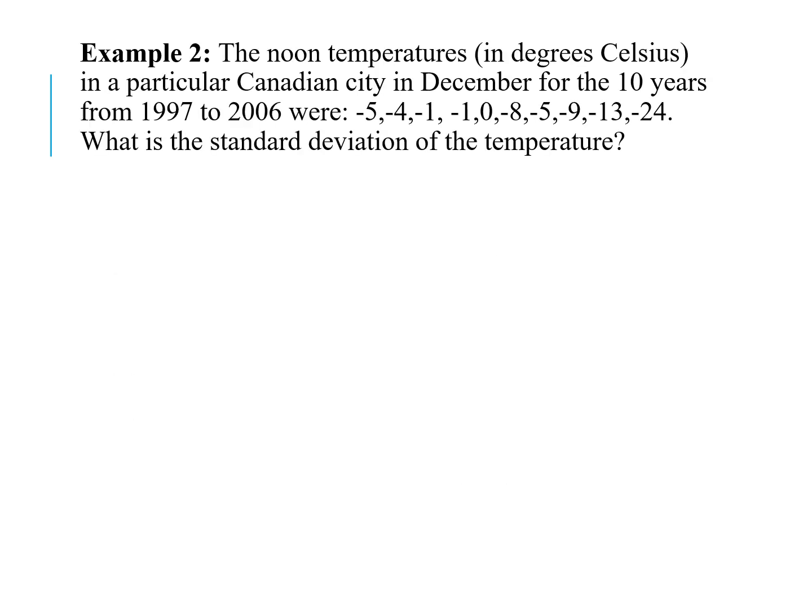Here's a problem for you to try on your own. These are noon temperatures in degrees Celsius from a Canadian city in December from the 10 years between 1997 to 2006. The degrees were -5, -4, -1, -1, 0, -8, -5, -9, -13, and -24. What is the standard deviation of the temperature? Go ahead and pause to solve. The answer will be shown in 5 seconds.